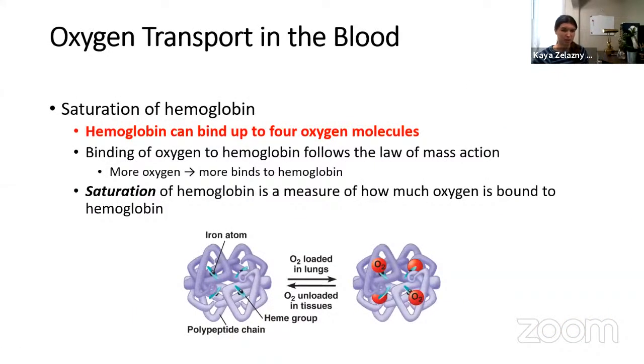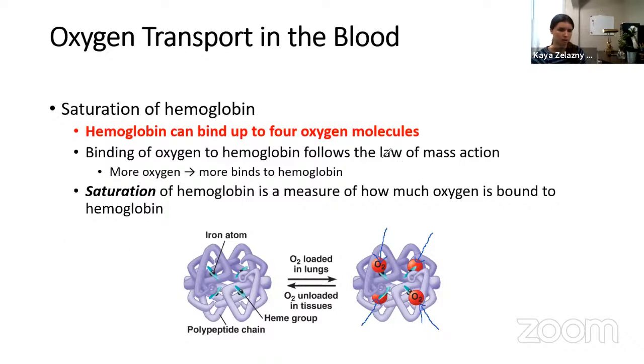So hemoglobin has 4 spots where it can bind oxygen molecules. We see them here on this image, right? They're binding to our heme groups. Remember that we have 4 globin bits of hemoglobin, and we have 4 heme groups that contain iron. So here are the 4 oxygens we're binding to our hemoglobin.